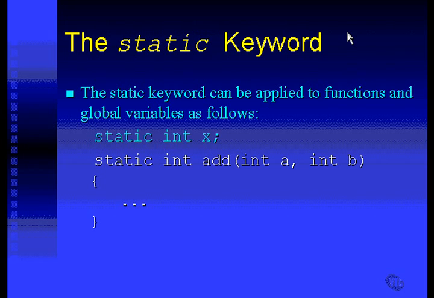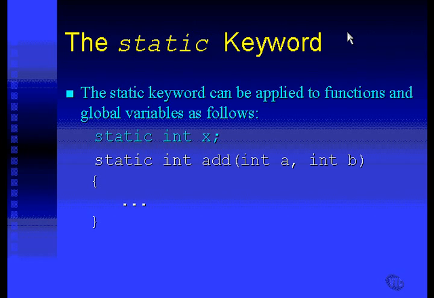And you can see in the code here that I'm showing you how you might apply the word static to a global variable and how you might apply it to a function. Now, it is actually possible to apply the static keyword to a local variable, but it means something different if you do, and I'm going to show that to you in a moment.